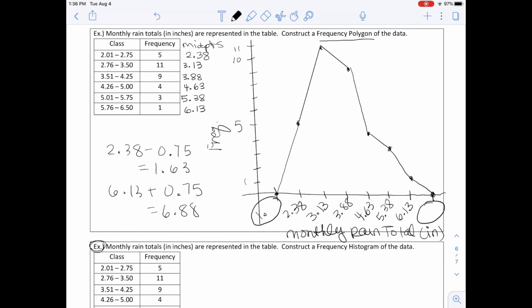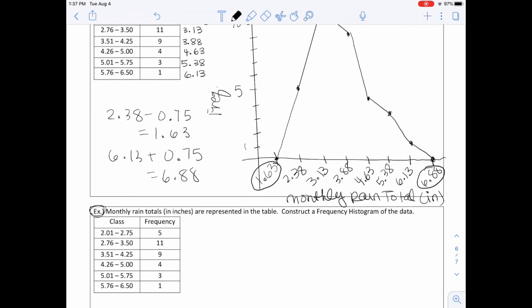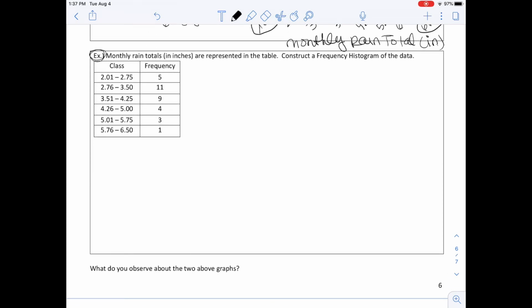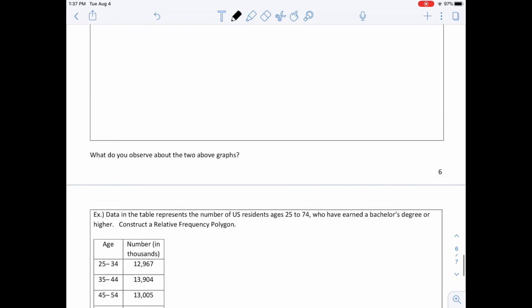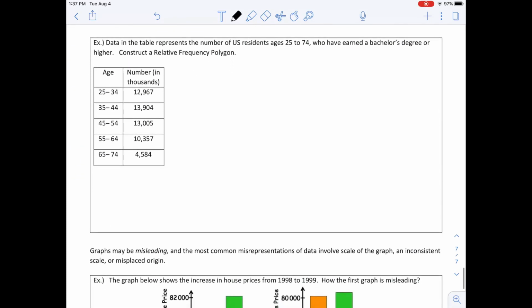So the first number we're going to put in is 1.63. The second number is 6.88. And this is a frequency polygon. Again, for the monthly rain totals that we have, check your axes to make sure that they are labeled, and that you have your graph drawn down to the horizontal axis, with the starting value at 1.63 and the ending one at 6.88. The next example, we're going to go ahead and circle. We'll work on that one together in class, and we'll talk about what we observe between those two graphs above.